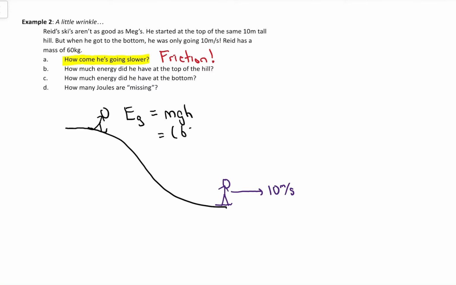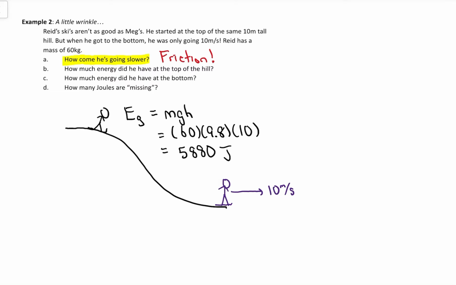The mass I made up for this person was 60. The g is always 9.8. The height of the hill was 10. 60 times 9.8 times another 10, so we're going to be close to 6,000. The 9.8 number brings it down. You can double check your calculator. I got 5880, and that's a number in joules.